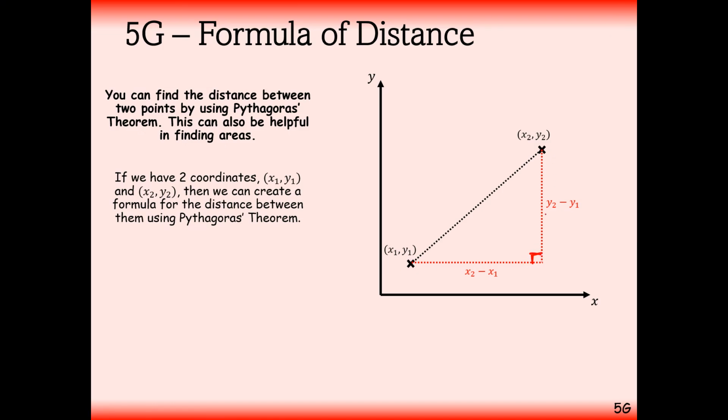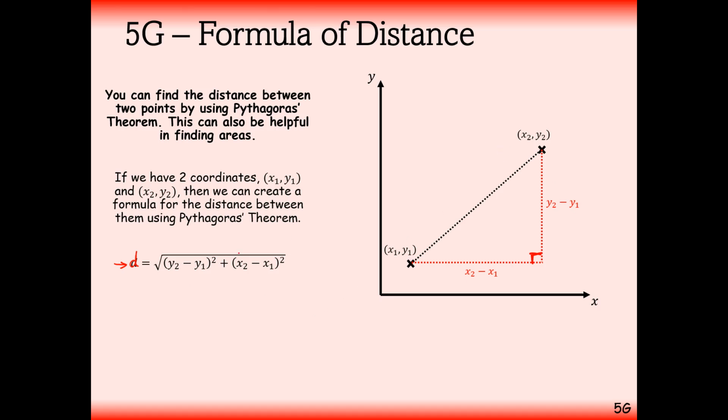So the difference between the y coordinates tells us the height of this triangle, and the difference between the x coordinates tells us the width of this triangle here. Therefore, all we have to do is square the height and add the square of the width to it, and then take the square root. So make note of this equation appearing here. The distance between any 2 points is given by this formula here.